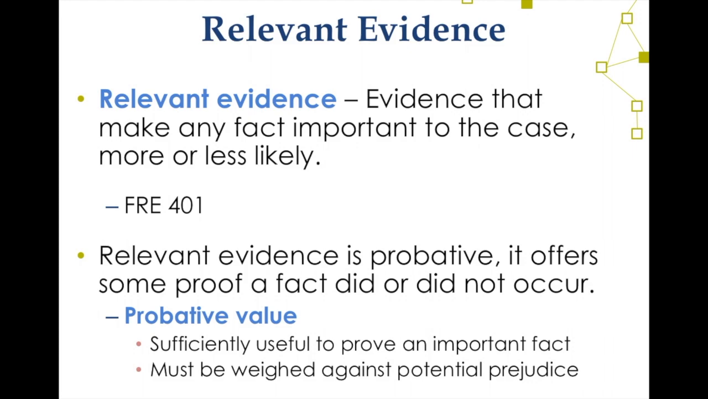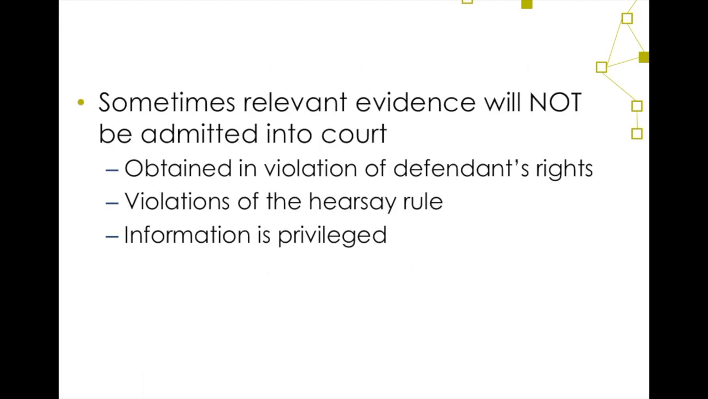Probative value means it's sufficiently useful to prove an important fact, and we're always weighing this against any prejudice that this information might result in. Sometimes relevant evidence is not admitted, and that's because it's been obtained in violation of the defendant's rights. It might be a violation of one of the hearsay rules, or the information is considered privileged, and therefore not admissible.